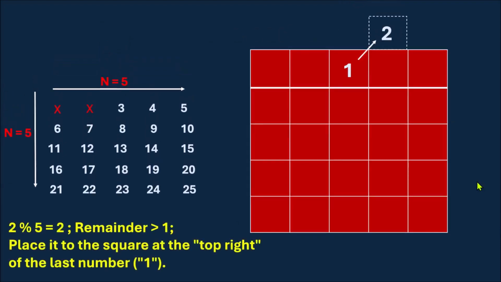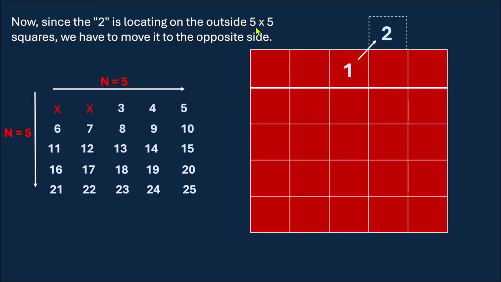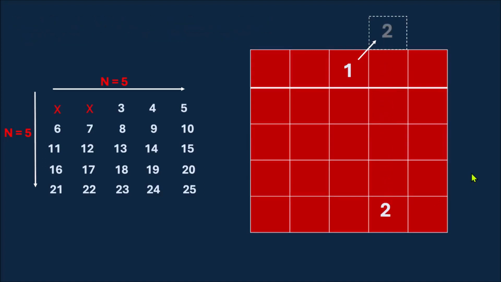Okay, now it's the turn of 2, because 2 mod 5 is 2. Remainder is larger than 1. So, place it at the square at top right of the last number. The last number is 1, so now 2 is positioned here. But there is one issue. Since 2 is located on the outside of the 5 squares, we have to move it to the opposite side. We have that rule. So 2 should come here. Just like this. This is the final position of 2.